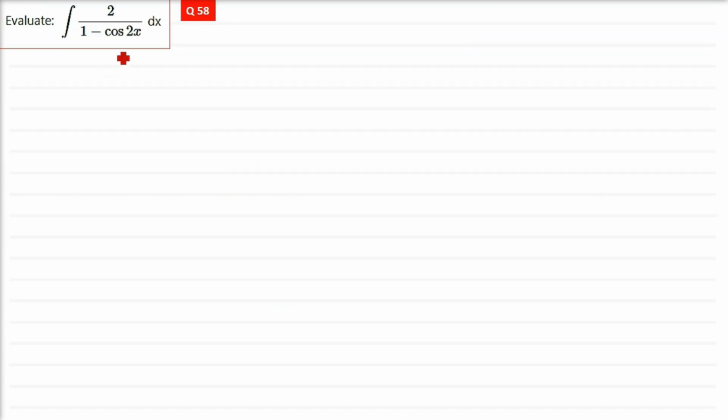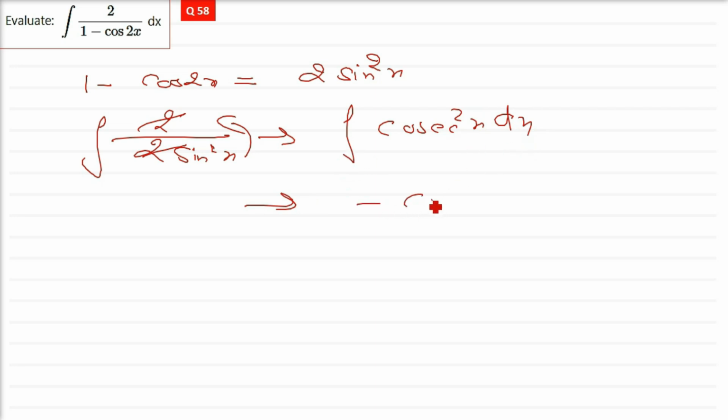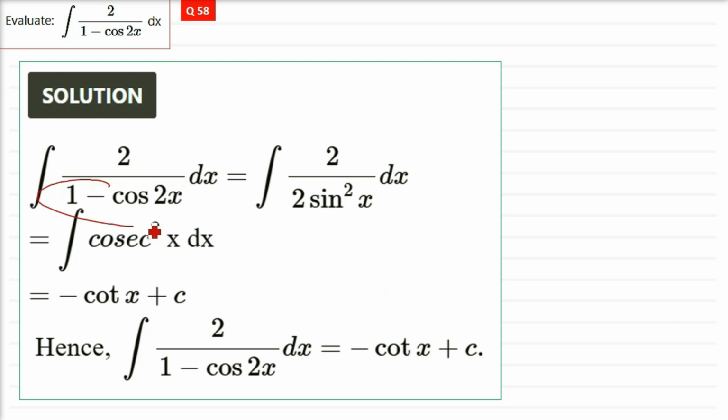Now integration of 2 by 1 minus cos 2x. 1 minus cos 2x can be directly changed into, because we know the formula, 2 sine square x. 1 plus cos 2x is 2 cos square x. So when we write 2 sine square x here, 2 gets cancelled, sine square x goes up. This will be cosec square x. And cosec square x dx has a direct result, which is minus cot x. So no assumption, nothing, just minus cot x plus constant of integration. This is your integration. Now the reference, if you see here, 1 minus cos 2x will give you 2 sine square x, cosec square x, minus cot x.